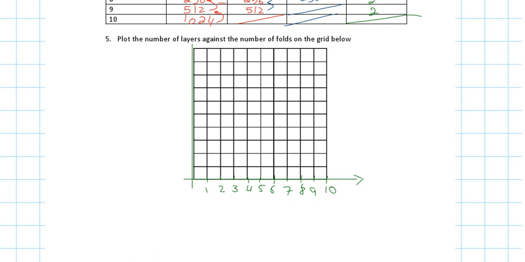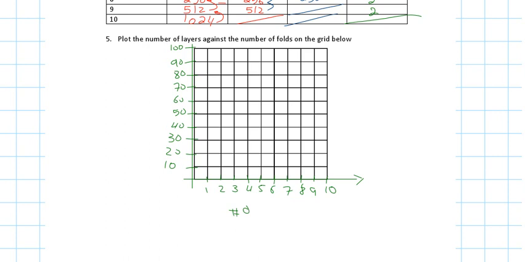Okay? Let's go by 10. Okay? Let's see. So if I go by 10, I might have to squeeze the first 3 points, but then after that I should be fine. 20, 30, 40, okay? Now, right here I have the number of folds, labeling your axis, and right here I have number of layers.